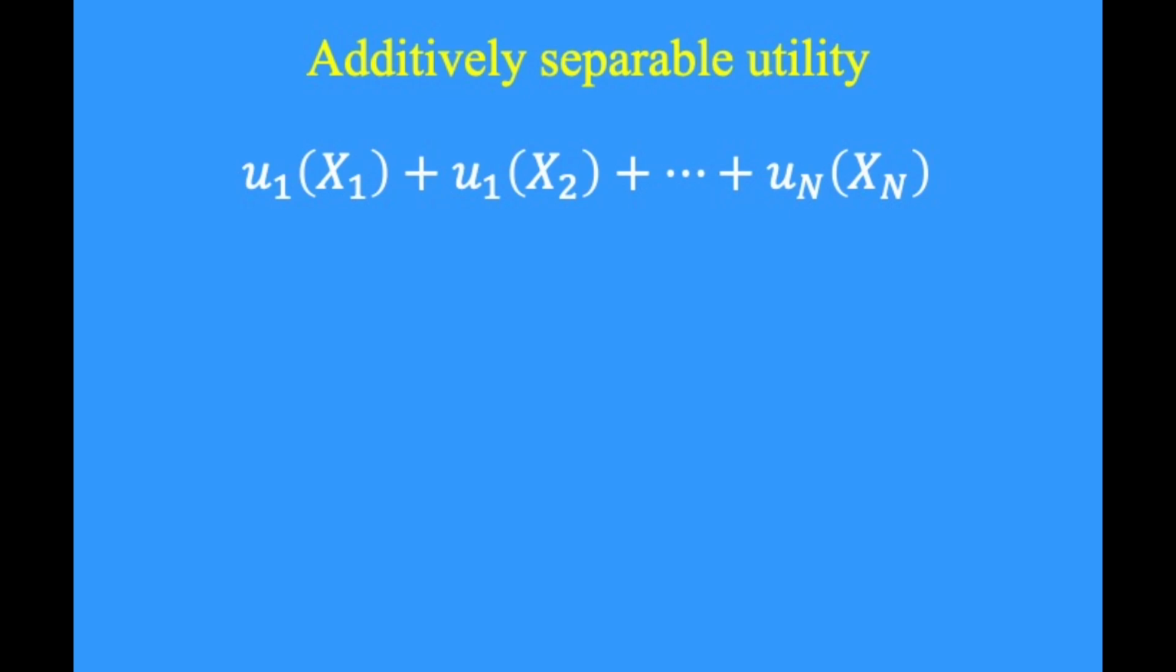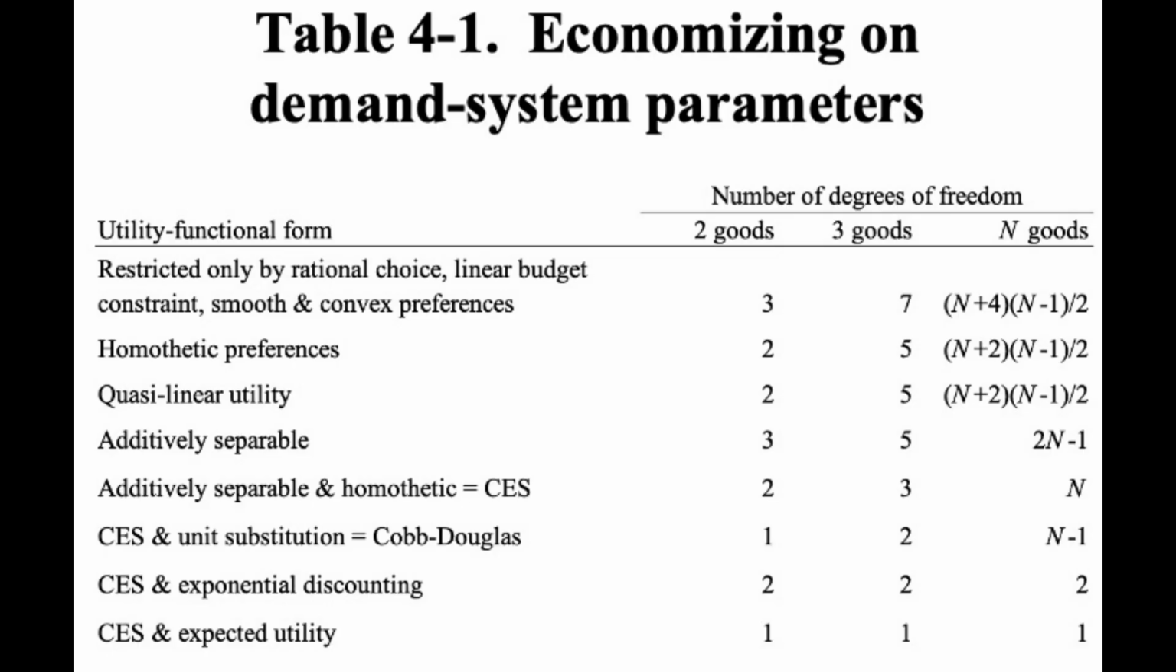Additively separable utility functions are structured as the sum of individual utility functions for each good, expressed as u1 of x1 plus u2 of x2, and so on, up to un of xn. This structure imposes significant restrictions on the cross derivatives of the utility function, reducing the degrees of freedom in demand modeling. Specifically, it reduces the degrees of freedom to 2 times n minus 1, making the number of parameters grow linearly with the number of goods rather than quadratically.